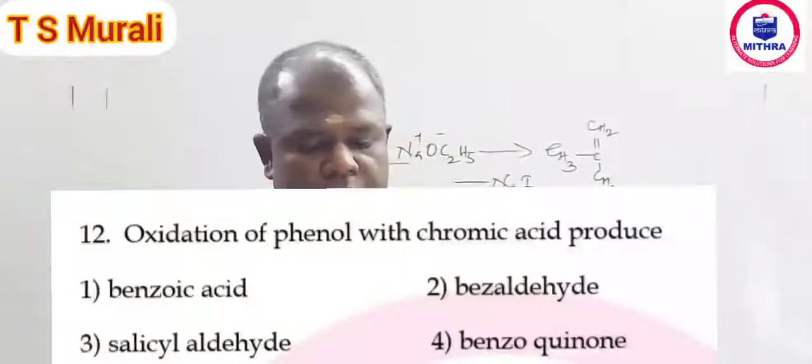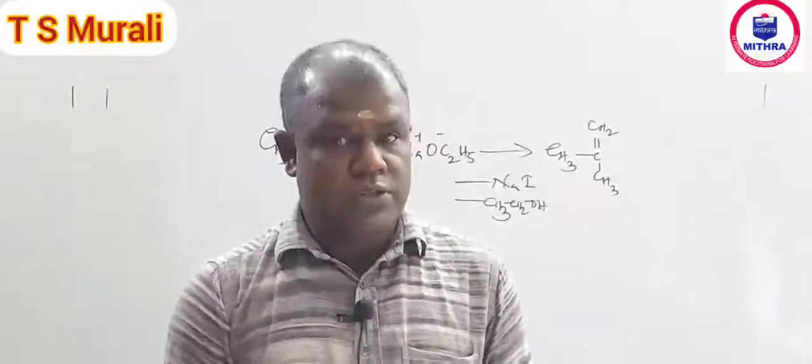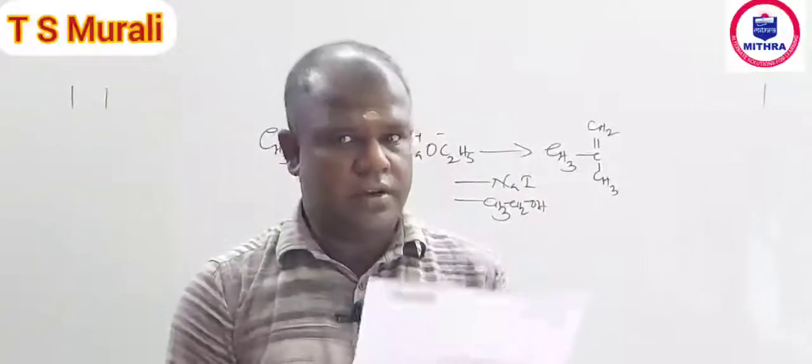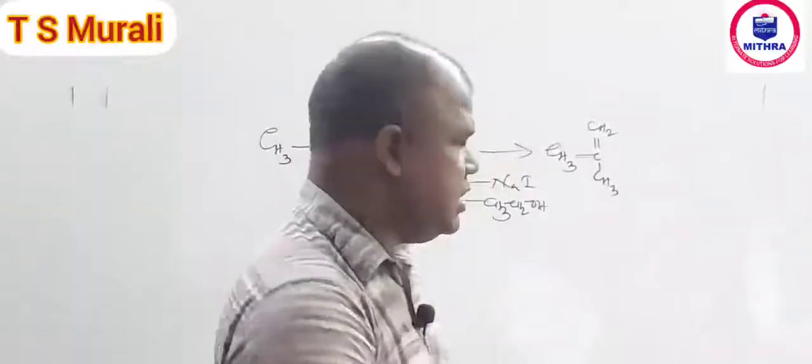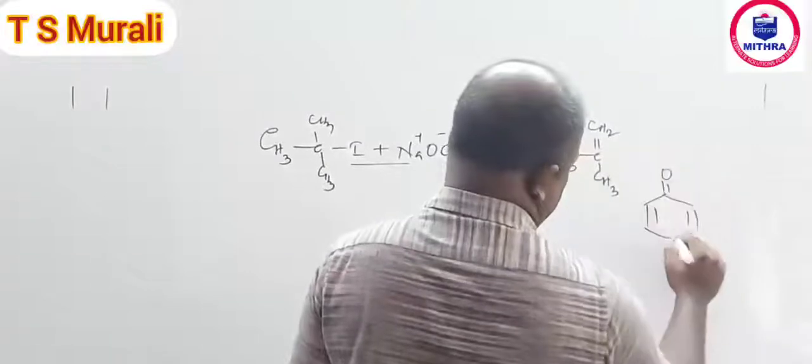Oxidation of phenol with chromic acid produces para-benzoquinone. It's a reaction directly given in NCERT. What is para-benzoquinone? Quinone, that is enough. This is the structure.